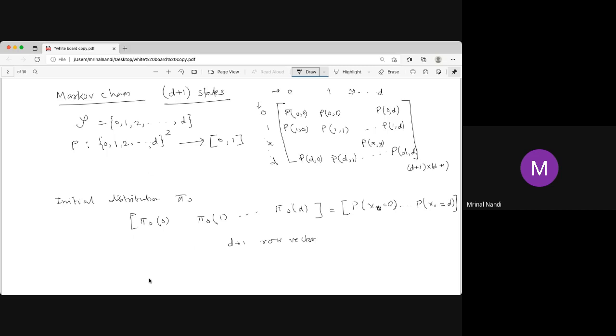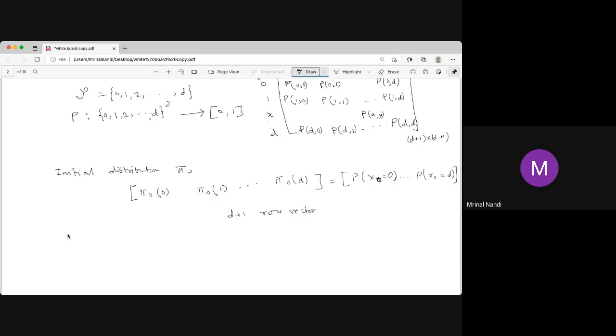Now, let pi n be the distribution of xn. We can say this vector as pi 0. Pi 0 is the vector; the I plus 1th element is pi 0 I. Now, pi n is the vector which describes the marginal distribution of xn. What is this? This is the probability of xn equal to 0, dot dot dot, probability of xn equal to d, d plus 1.